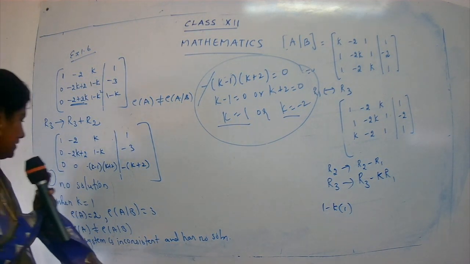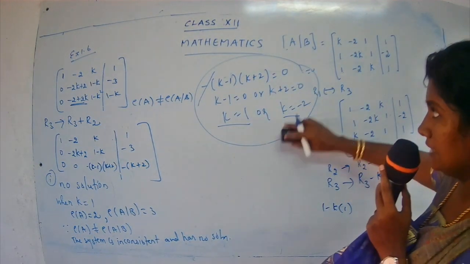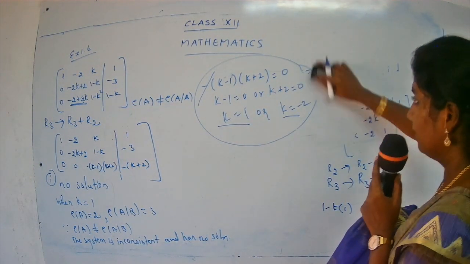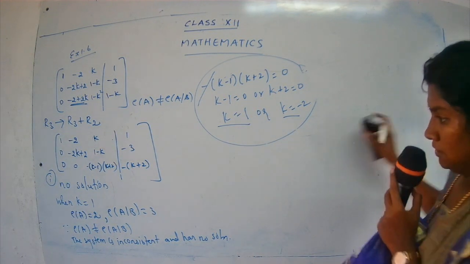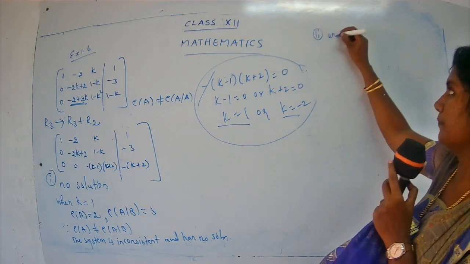So let's write the statement here. Second one is unique solution. I hope you have taken this part, children. Okay, take down carefully. Second part, unique solution.